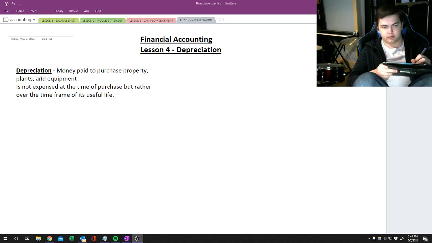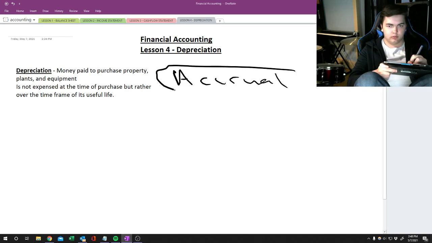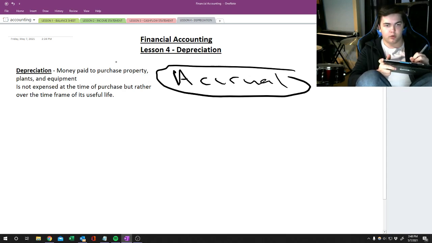As we talked about before, we do accounting on an accrual basis. So, instead of expensing this all at one time on the income statement, we stretch it out. We expense it over the useful life of the asset. And this is for tangible assets.